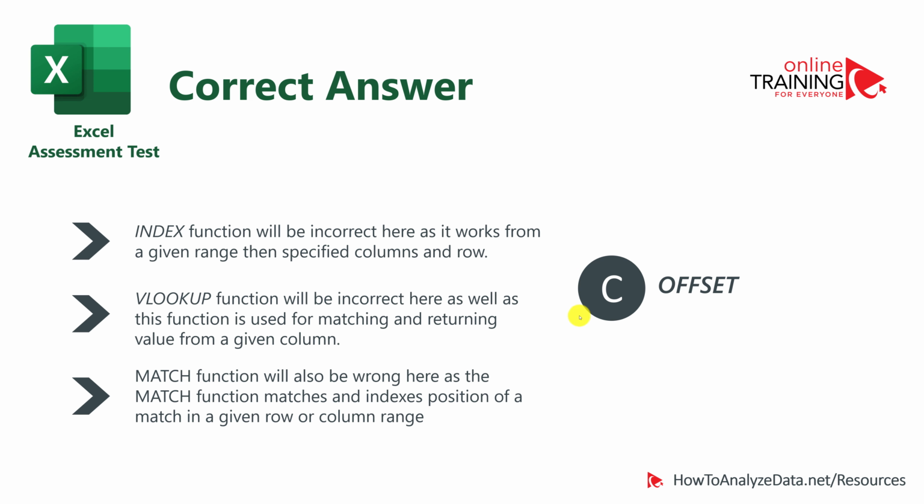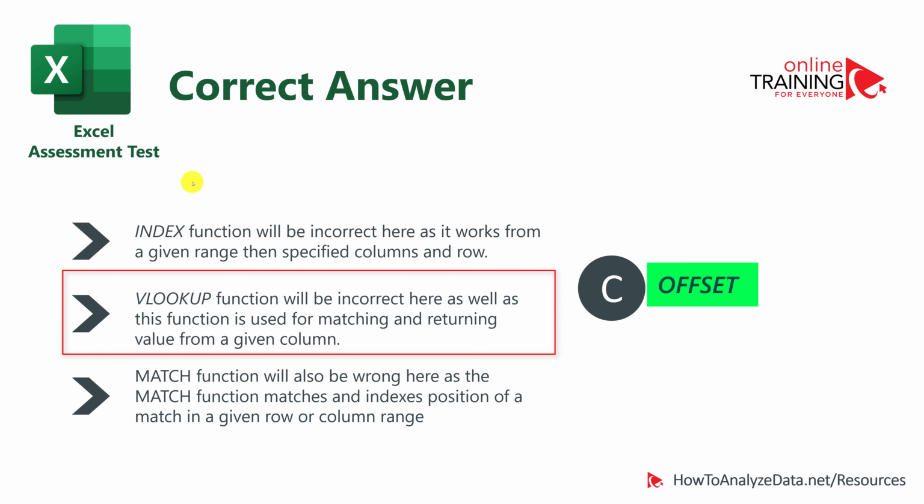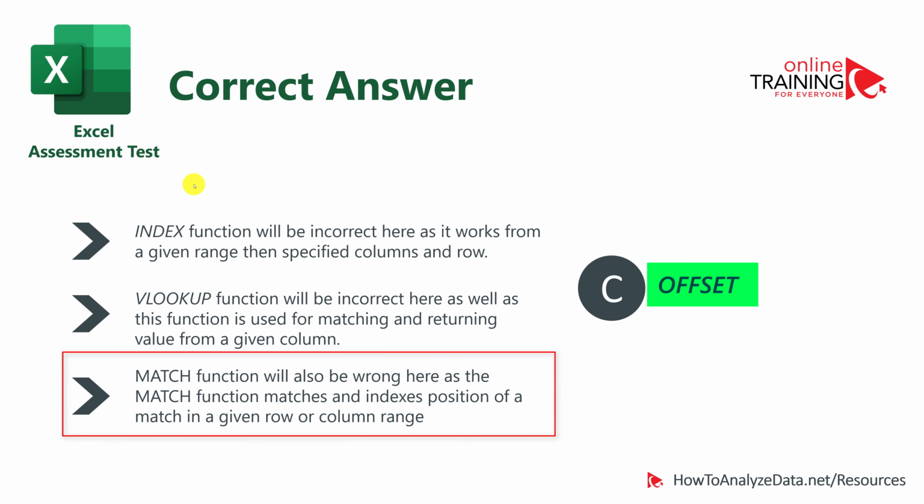Going back to our original question, you see that the choice C is offset, which is the correct choice here. And you can see that index function is not correct. VLOOKUP function is also not correct, and the match function would be incorrect as well because it matches and indexes position of a match in a given row or a column range. I'm pretty sure you got this one right. This was a tough one. This is more of the advanced question, and you need to have a knowledge of index, VLOOKUP, match, and offset, and kind of understand the differences between those four choices.